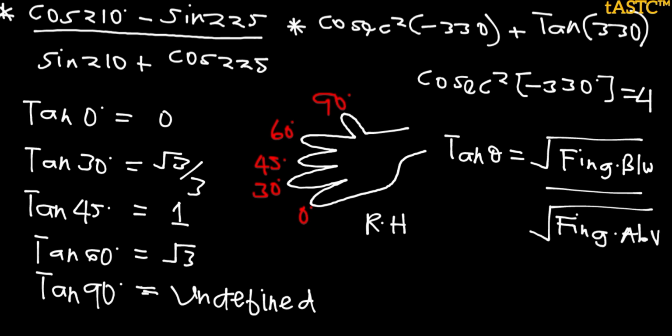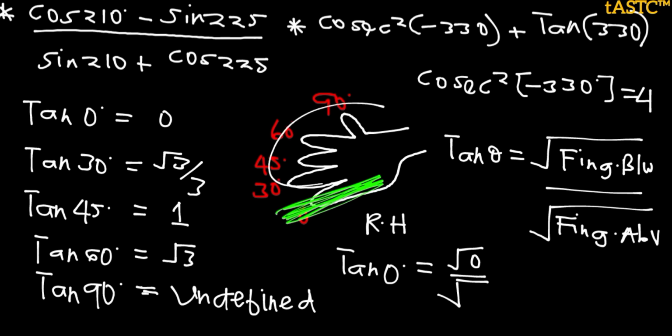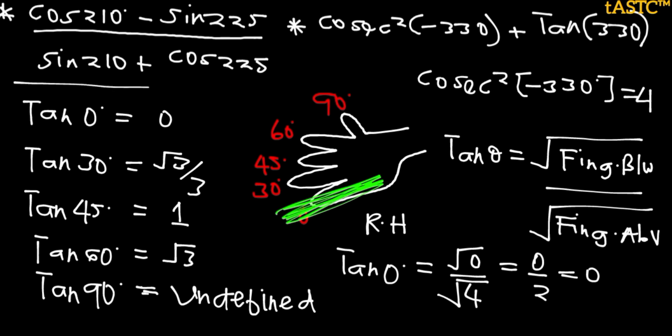So you need the fingers above. Now, fingers below divided by fingers above. So let us try to do it. So let us say tan 0. Now if you cancel this part out, you can see that there is no finger below this 0. So that will be root 0 divided by the square root of the fingers above. We have 4 fingers above it, so that will be root 2. Now this will be 0 divided by 2, which is 0. So that is why we said tan 0 is equal to 0.